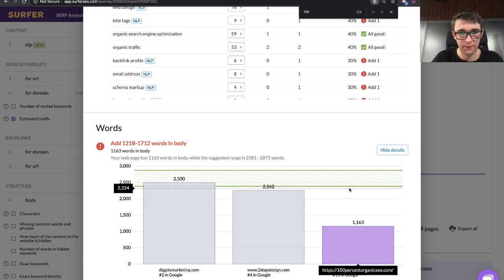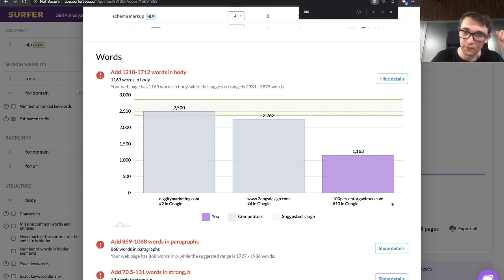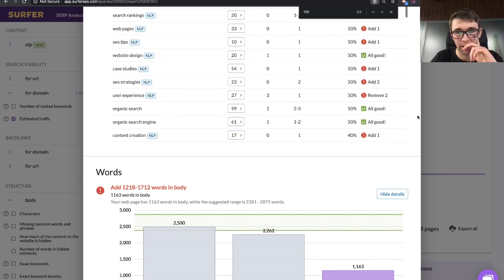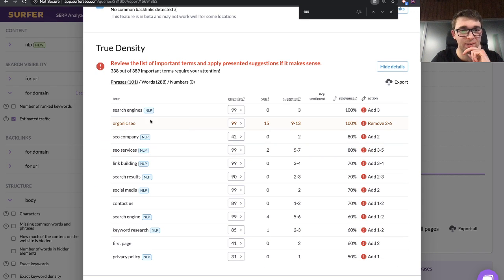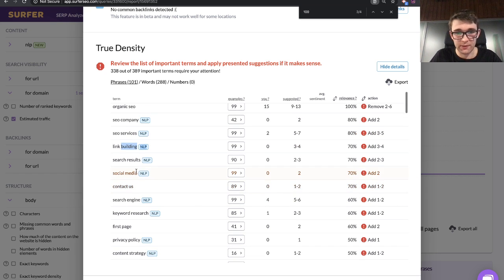So we clearly need some content. We need to raise the word count. And is there any content gap? I think so. Take a look. You are missing the search engines term, while organic SEO is over-optimized. Again, SEO company missing. SEO services is highly under-optimized, missing. Link building is missing. Is it a part of organic SEO? Looks like it is, since the competitors are using this term. So it will be a good idea to include a section about link building on your landing page, probably. Search results missing, search engine under-optimized again.